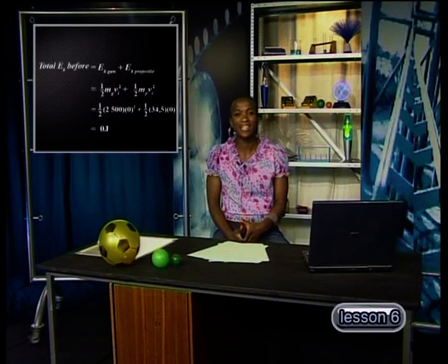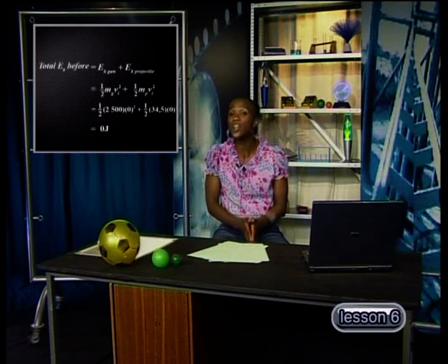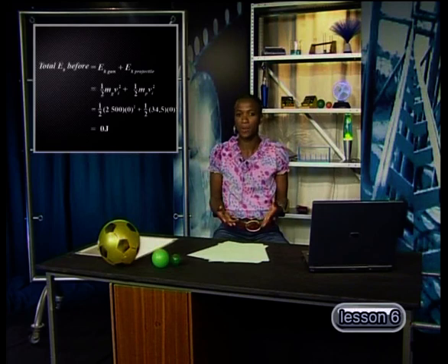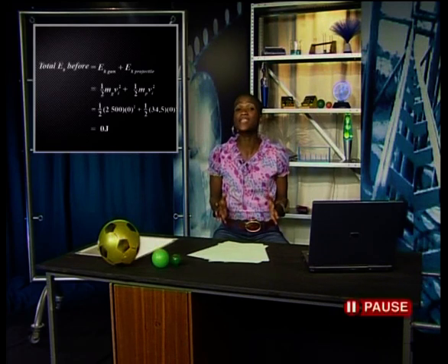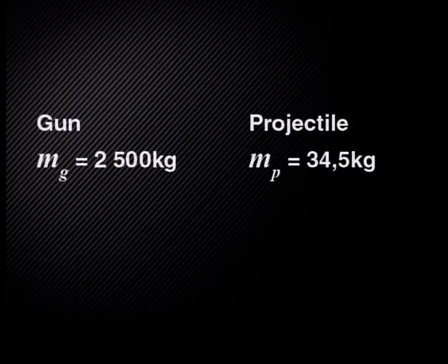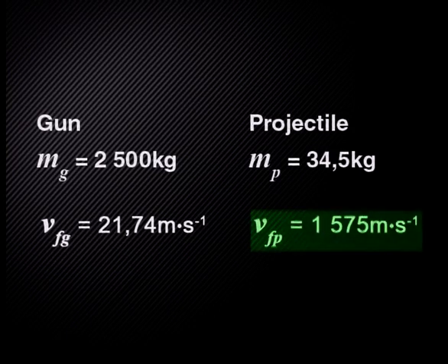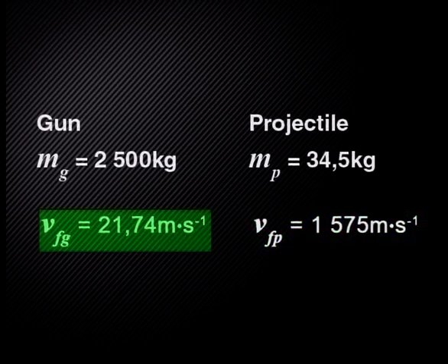This value makes sense as the gun and the projectile aren't moving, so they can't have any energy that is defined by motion. But what about after the explosion has taken place? Will the system have kinetic energy then? After the collision caused by the explosion, the masses of the gun and the projectile haven't changed. The projectile is moving at 1,575 meters per second. And the gun is moving at 21.74 meters per second.